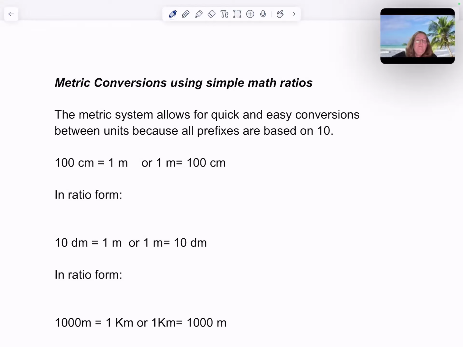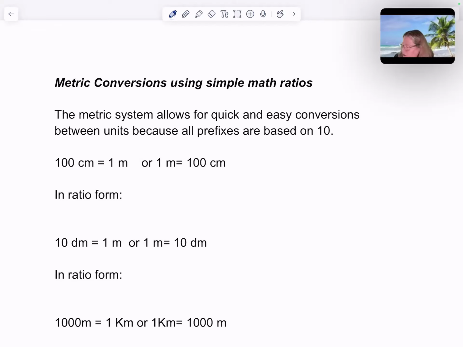For example, 100 centimeters equals 1 meter, or 1 meter equals 100 centimeters. These are called unity values. They equal 1. Both 1 meter and 100 centimeters are the same thing. That's like saying 12 inches is 1 foot. It just depends on what you're using.